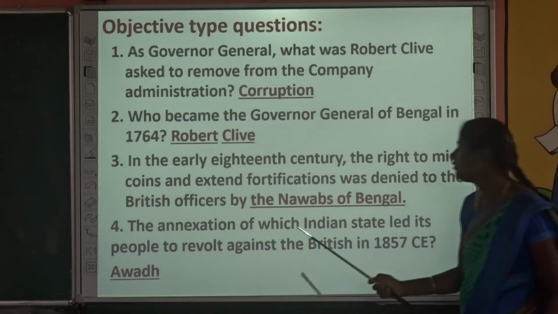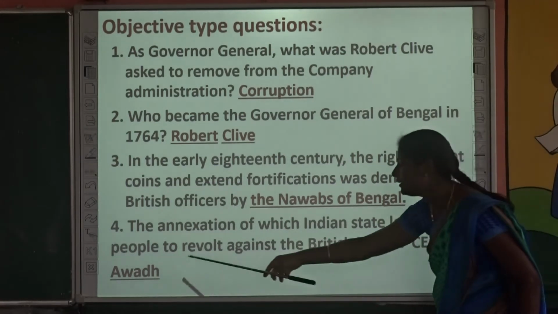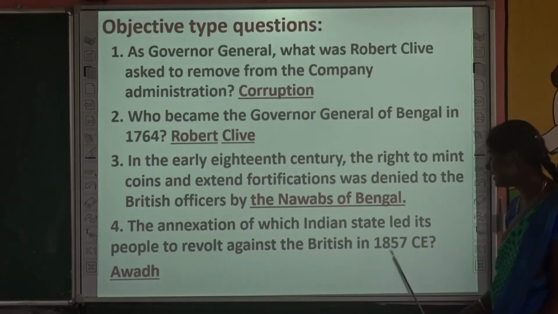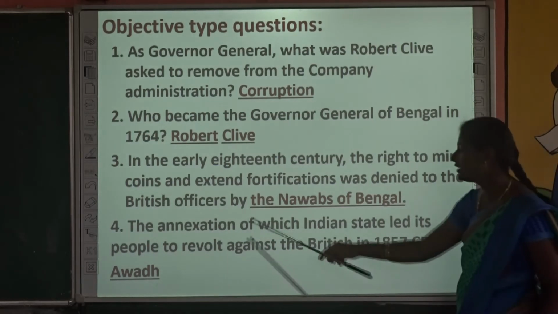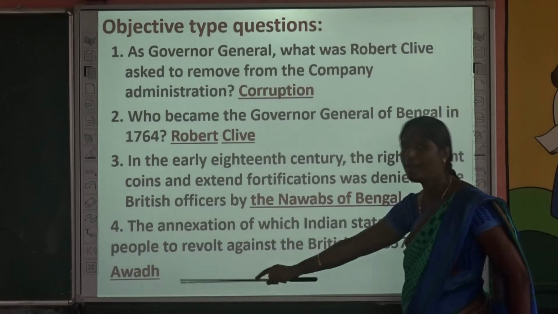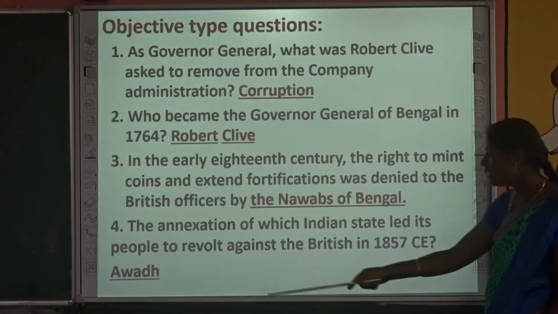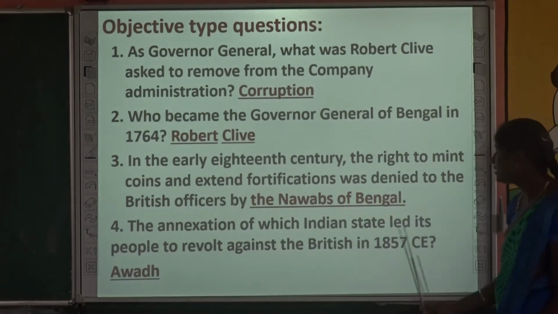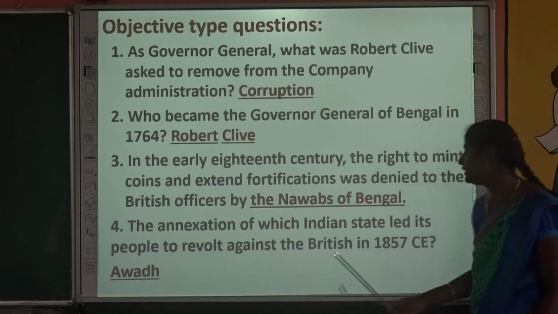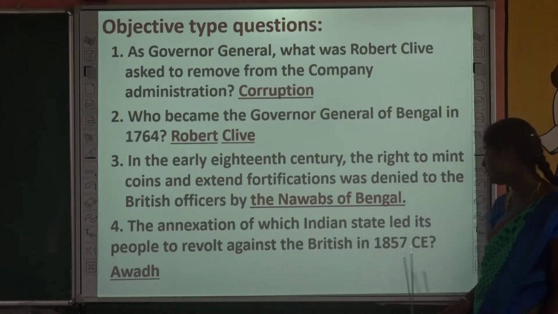And the annexation of which Indian state led its people to revolt against the British in 1857 CE? The annexation of Awadh. It is a place. The annexation of Awadh led its people to revolt against the British in 1857 CE.